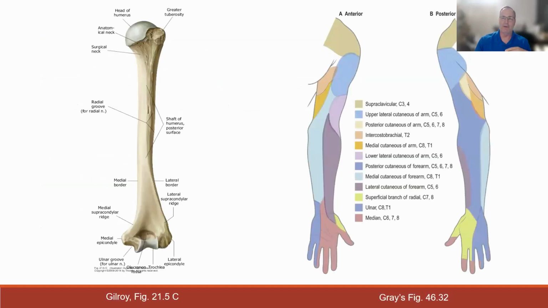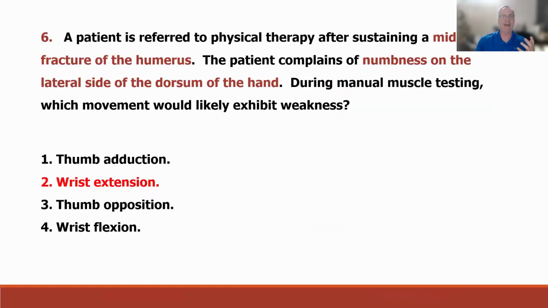And the others, let me go back to this real quickly. With thumb adduction, we think about some of the hand intrinsics, the adductor pollicis being involved, innervated by the deep branch of the ulnar nerve. Opposition is kind of a combination, with the recurrent branch of the median nerve involved there. And then wrist flexion is going to be a combination of both median nerve and ulnar nerve.